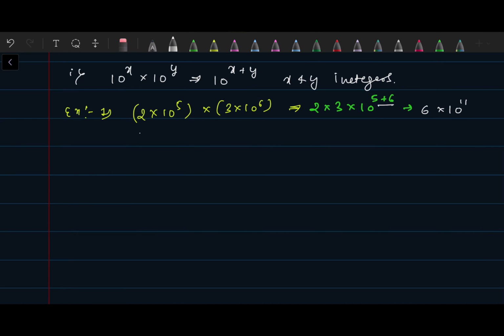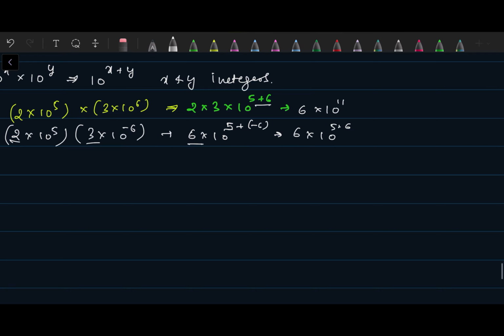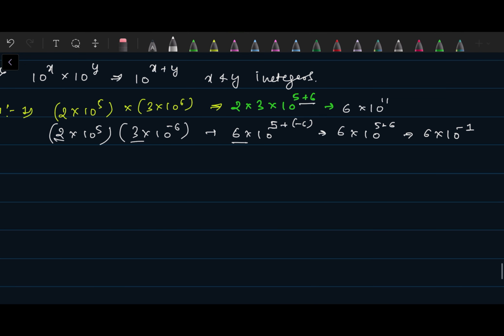Like next, 2 into 10 to the power of 5 if I take, but on the other side 10 to the power minus 6 if it is there. Again, 2 into 3 we will get 6, and 10 to the power 5 into 10 to the power minus 6. I told you how to add, but here minus is there, means 5 plus minus 6, then 6 into 10 to the power 5 minus 6 is nothing but you get the value 6 into 10 to the power minus 1. This is how we have to understand.